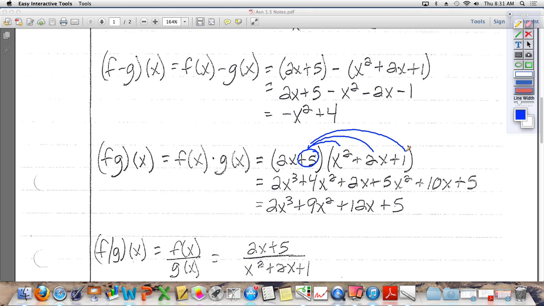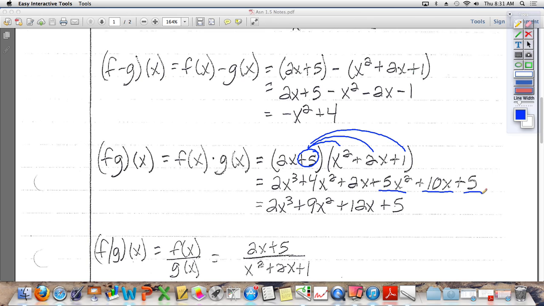So we have 5 times x squared. That gets me 5x squared. And then you have 5 times 2x is 10x. And then you do 5 times 1, which gets you 5. And now you're just stuck with a really long polynomial. So now you need to start collecting like terms. You add the squareds together, you add the x's together, and so on.